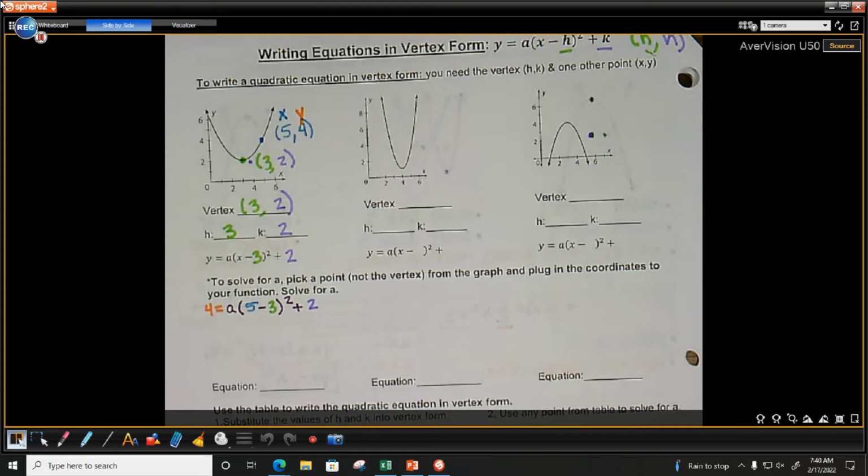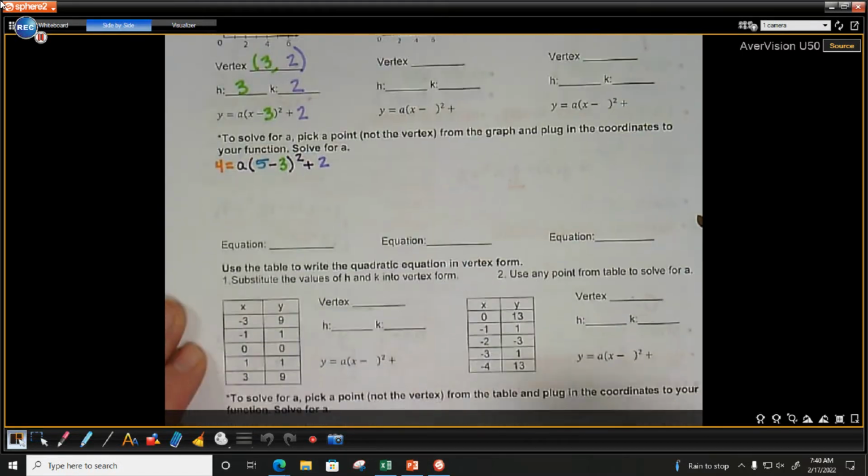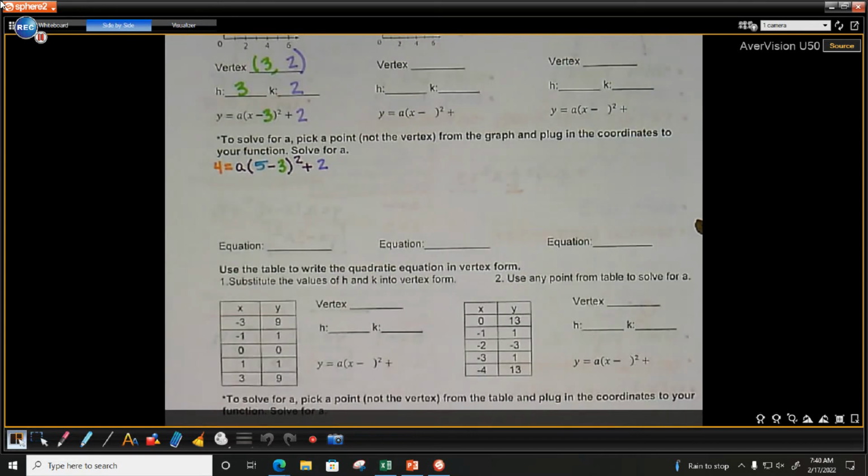Are we okay with what I did there? Replace x with the x value, replace y with the y value. Good? Does my equation now only have one variable? Can you solve an equation if it has only one variable? Yes, so now we're just going to solve for a.